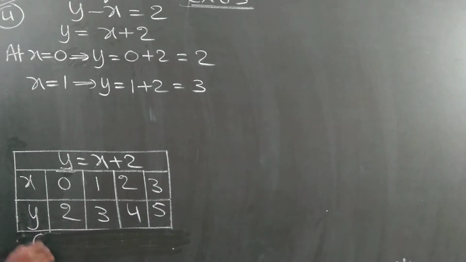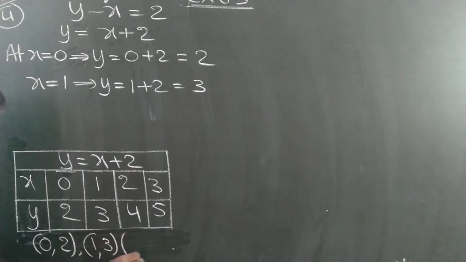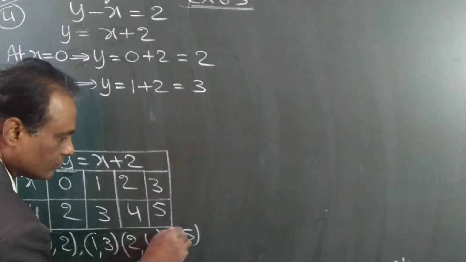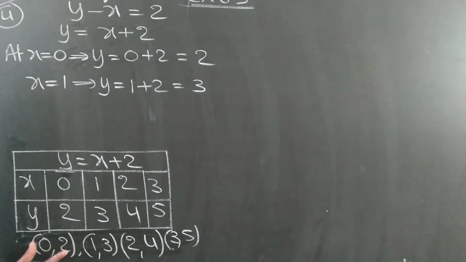So what are the points? x 0, y 2. x 1, y 3. x 2, y 4. x 3, y 5. That is 0, 2; 1, 3; 2, 4; 3, 5. Like that we got the points.